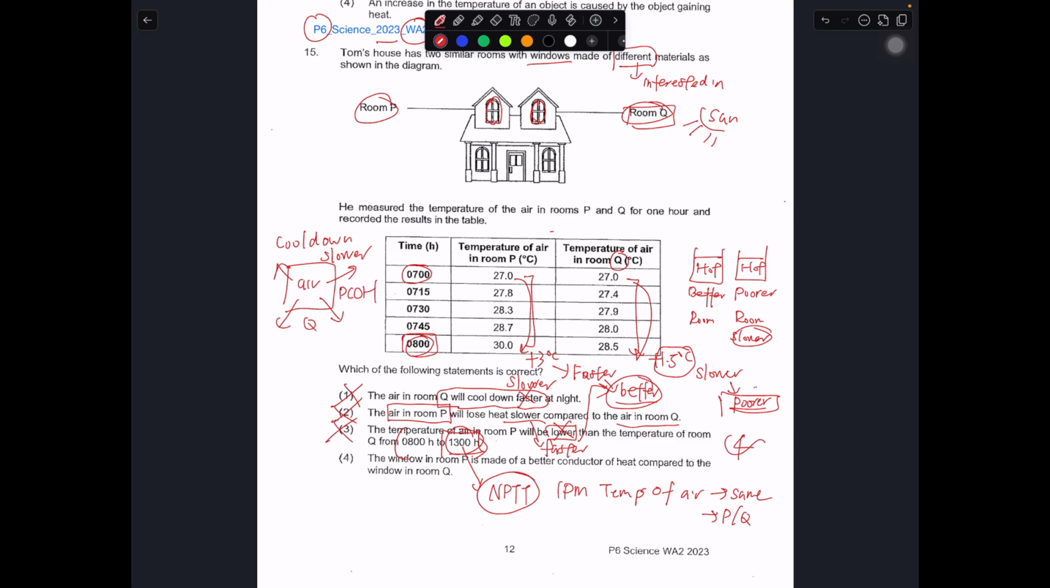So the answer must be number 4. The window in room P is made of a better conductor, which is what we have concluded over here, as compared to room Q. That's correct. So the temperature in this case actually increased much faster than Q. It must be due to the window material. So therefore the answer is 4.